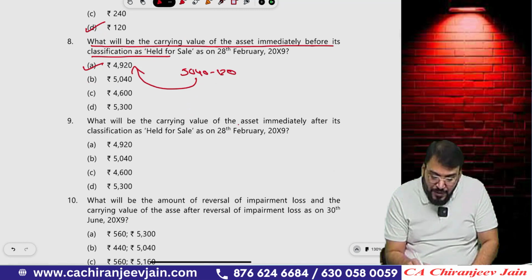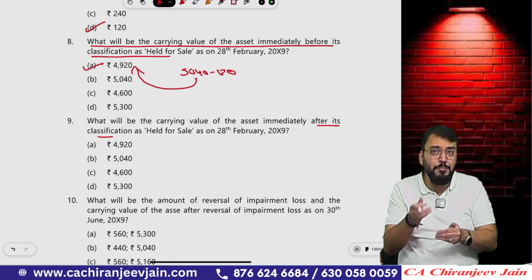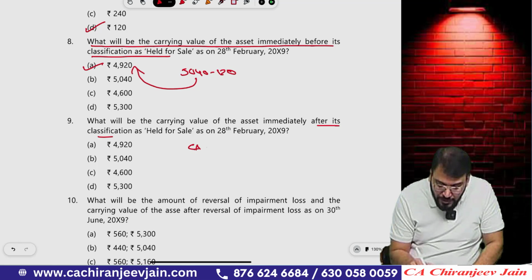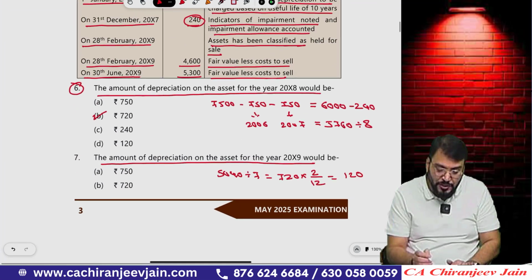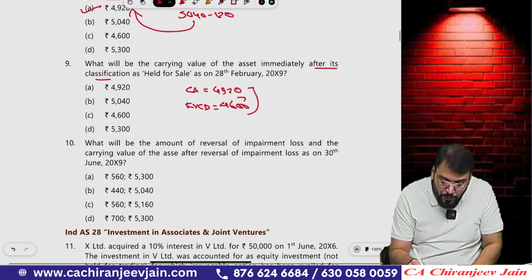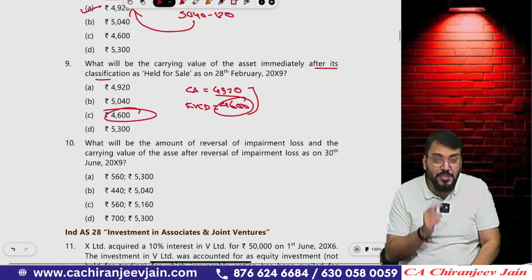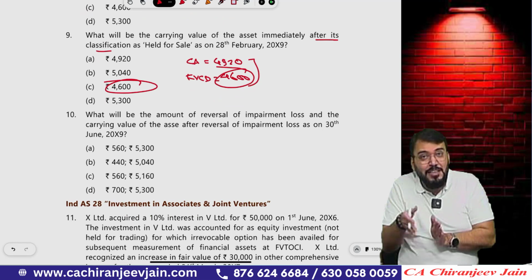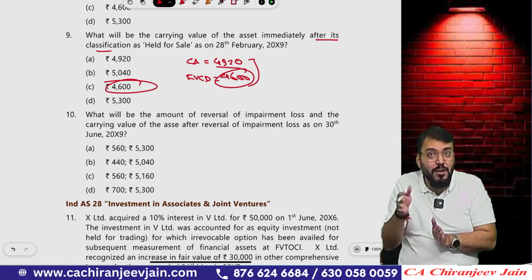And what will be the carrying value of the asset immediately after its classification as held for sale? Means we'll compare the carrying amount with fair value less cost of disposal. The carrying amount is 4,920. The fair value less cost of disposal, given in the question, is 4,600. Whichever is lower we will take, and lower is 4,600. So 4,600 will be the carrying amount immediately after it has been classified as held for sale.